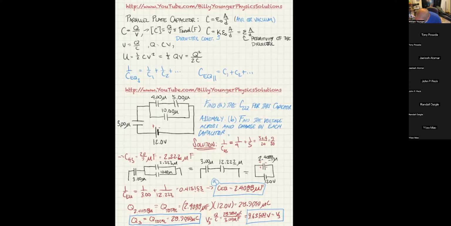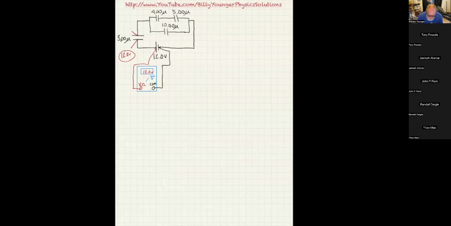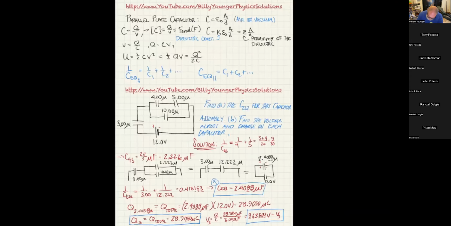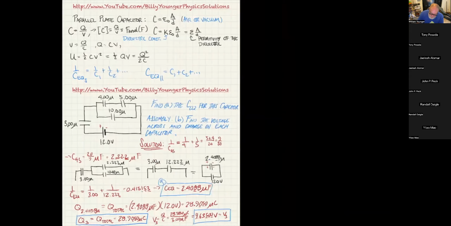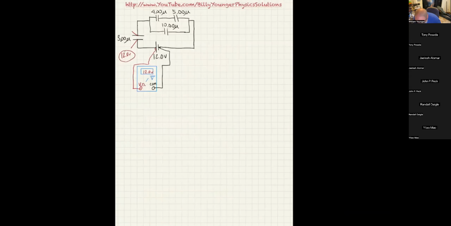9.635. I'm going to subtract that from 12, and that's going to give me 2.365. So 9.635 less than 12 is 2.365. So this will be 2.36500 volts, and that's what our little bubble will show.